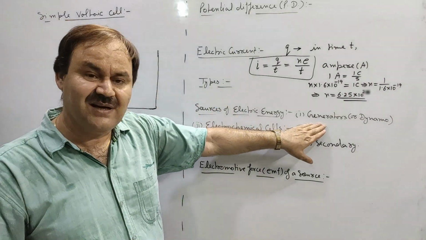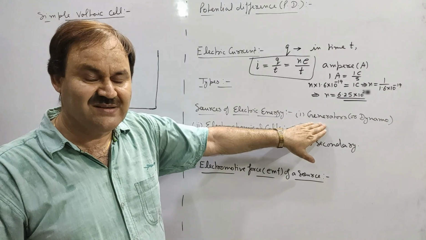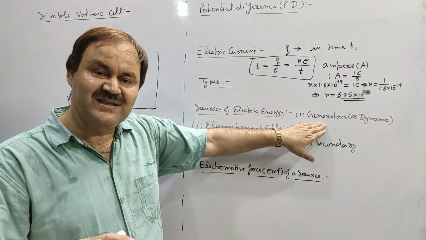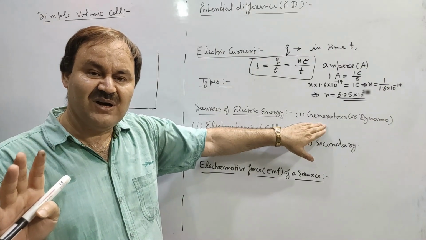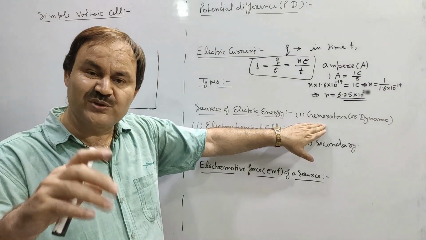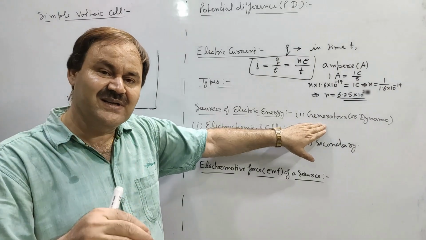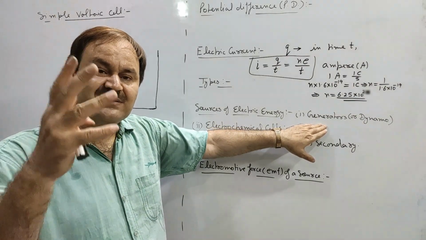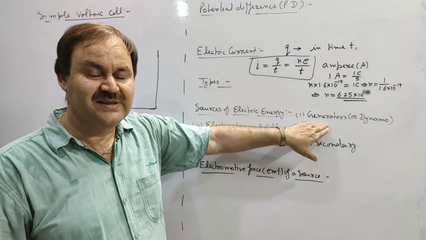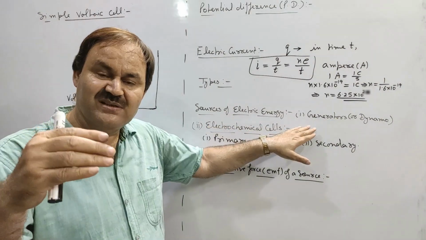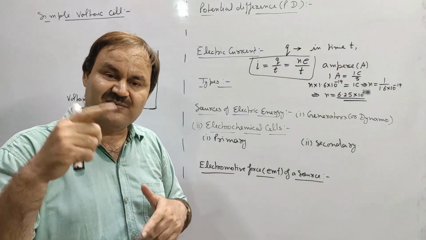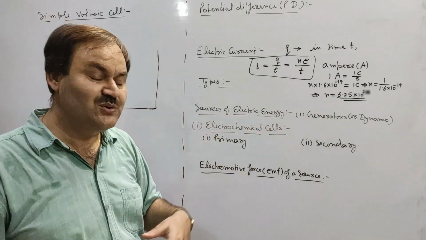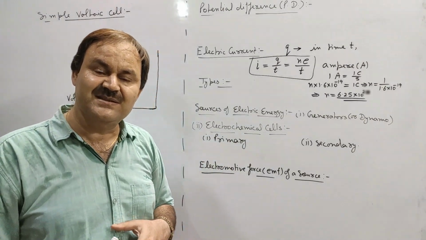Alternating current is always produced by generators. Actually, generators in normal conditions always produce alternating current, but by suitable arrangements that alternating current can be converted into direct current, and such generators will be called direct current generators. About generators we will study afterwards in magnetism, but now we come to electrochemical cells.